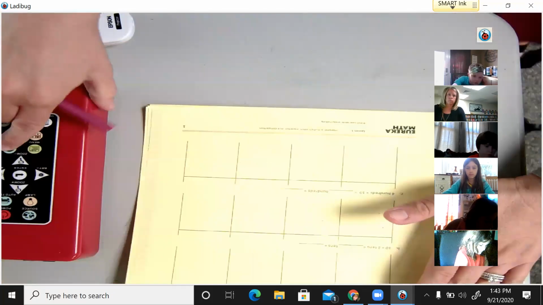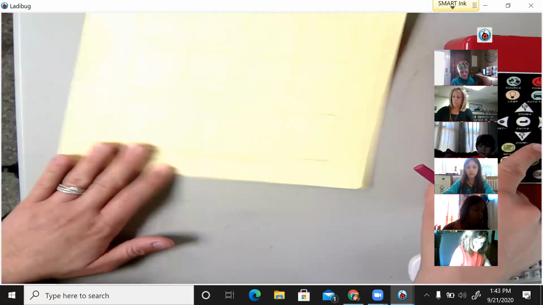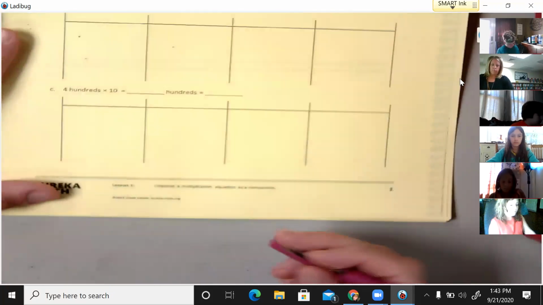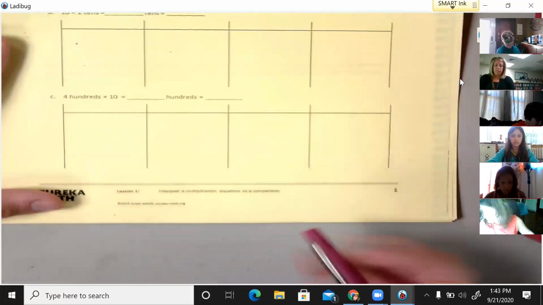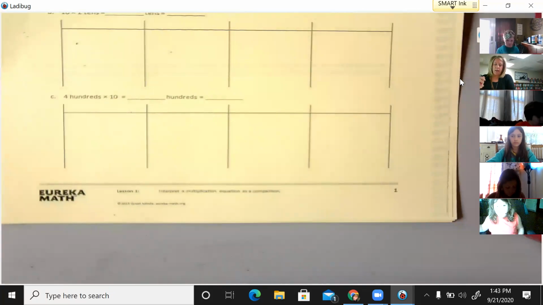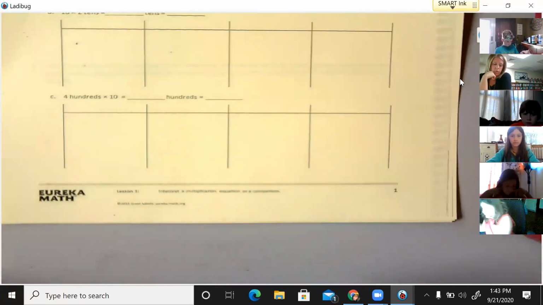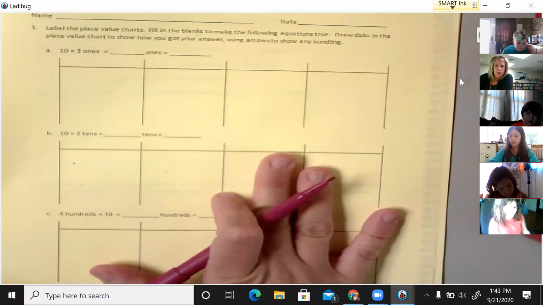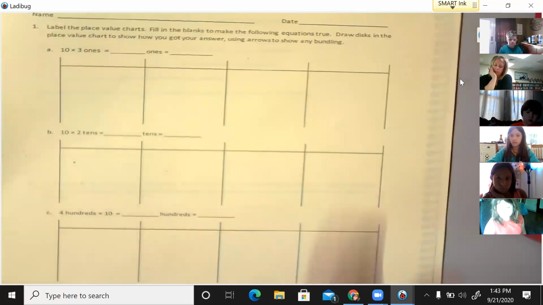Okay. So we're not going to do A and B right now together. We're going to do 1C. Okay, so 1C says 4 hundreds times 10 equals blank hundreds equals. So let's look back up here, and at number 1, that's where we have our directions. Bella, can you read the directions, please?